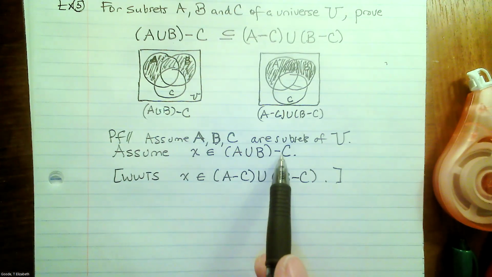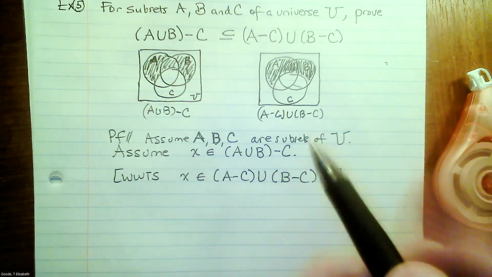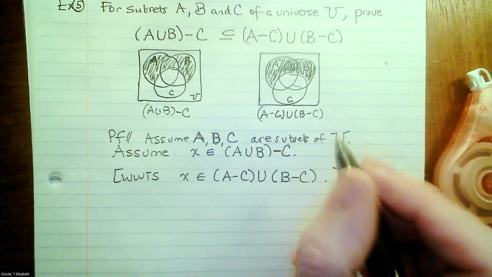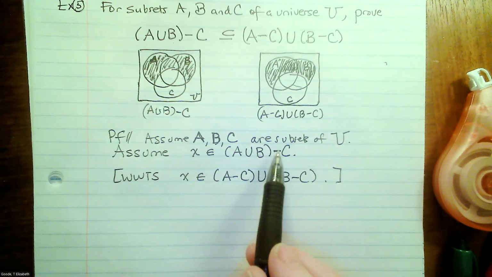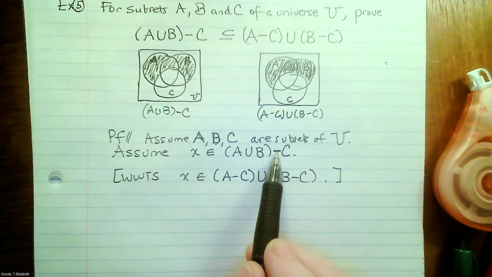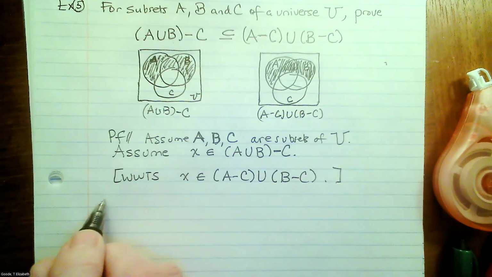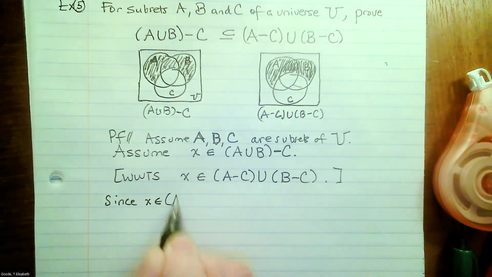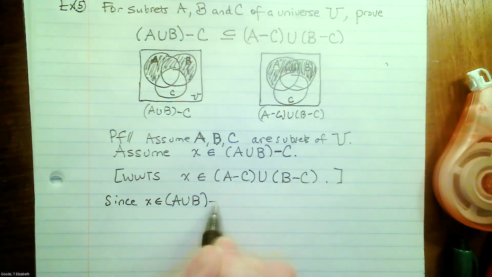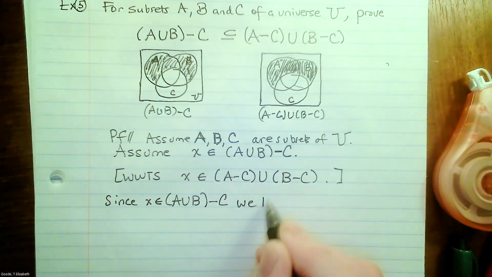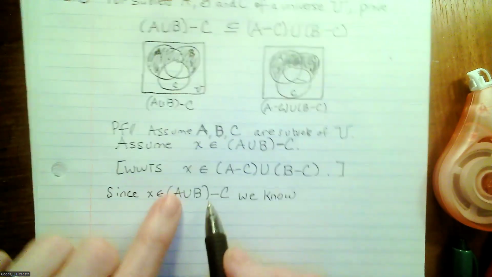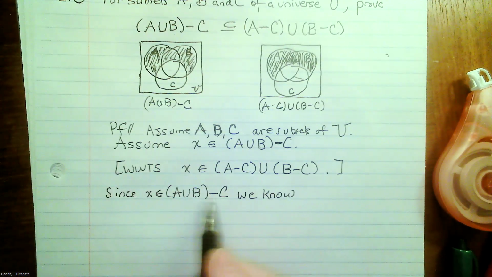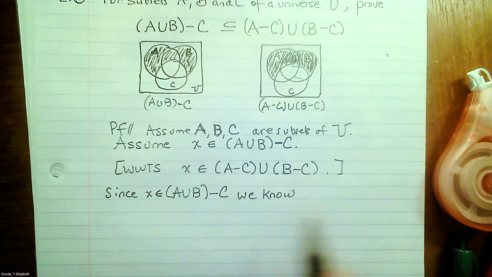When we're deconstructing what it means to be in the set, we start by deconstructing the meaning of that last operator that is executed. So we break down the set difference first. Since X is an element of the quantity A union B minus C, we're going to examine what that means for X to be in that set difference.